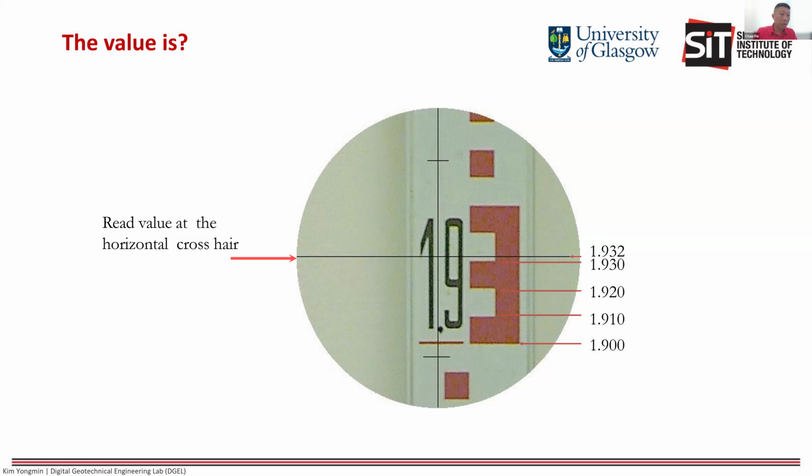Even in real world survey, there is some such error. Later on, we can do correction. So based on your own judgment, you can say it is about 2 mm up from 1.930. So that's how you get 1.932.